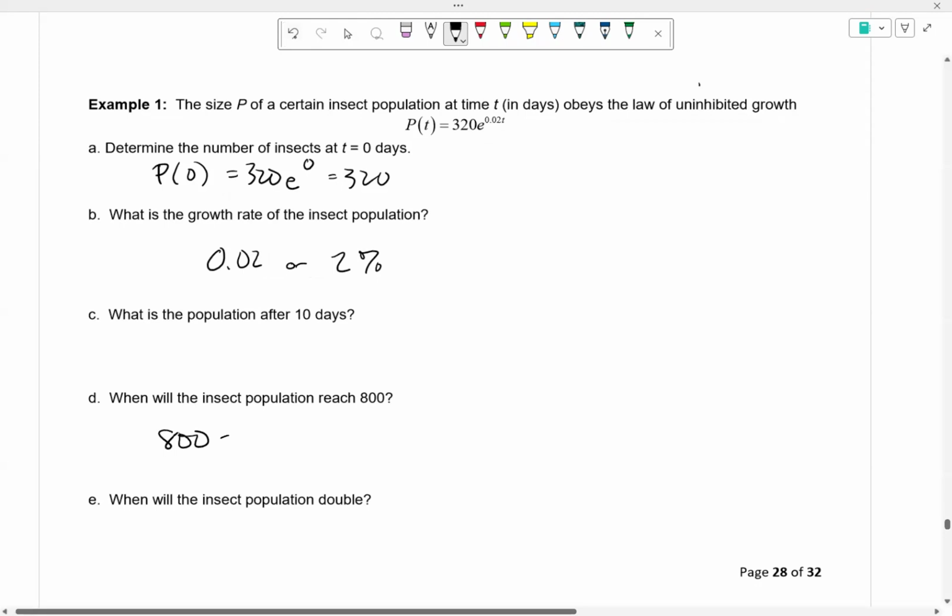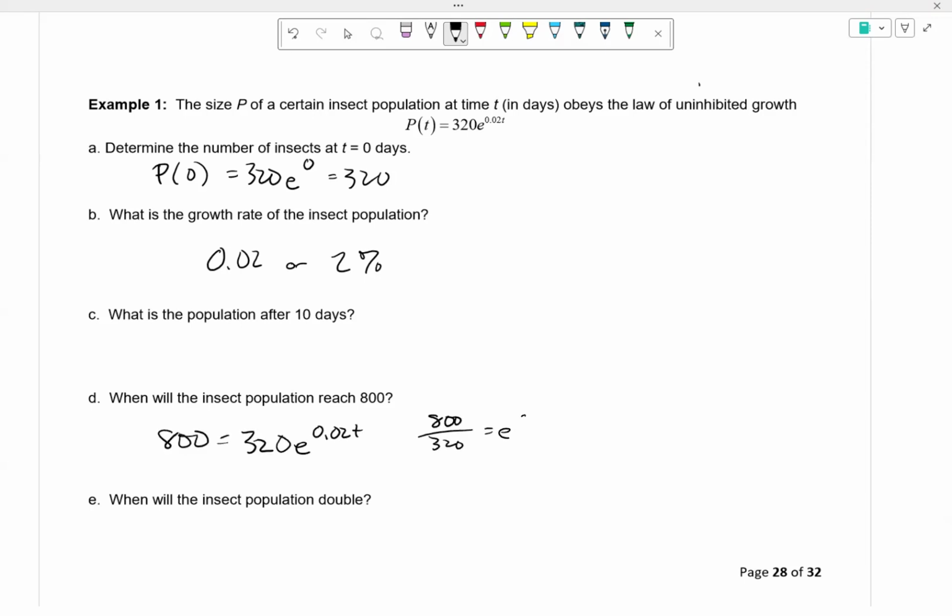So you said 800 equals 320 e to the 0.02t, you said? Okay. Then you divide by 2. Okay. And then you take the natural log of both sides. Okay. And ultimately you got that t is approximately 47.9? I got 45.